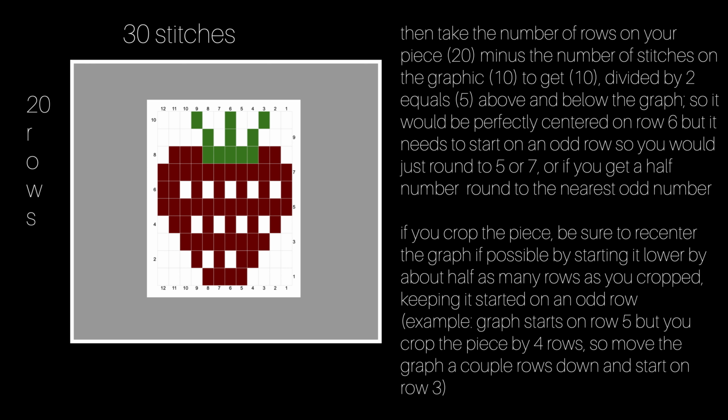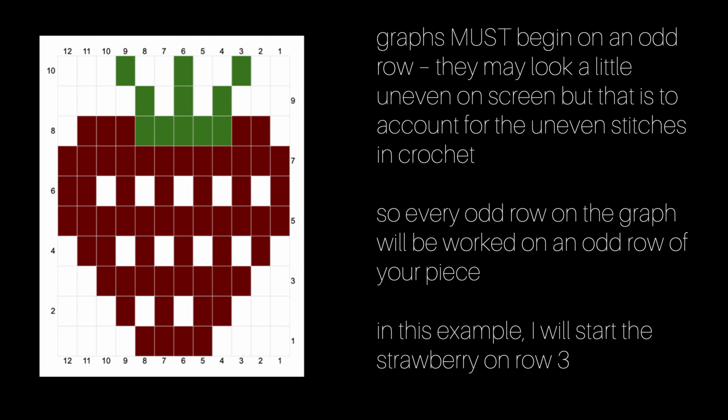You will do the same method to find the row placement, but it needs to start on an odd row, so you would round to the nearest odd number, whether you get a whole number or a decimal. If you crop the piece, remember to recalculate for the new amount of rows. Your graphic should begin lower. Graphs must begin on an odd row.